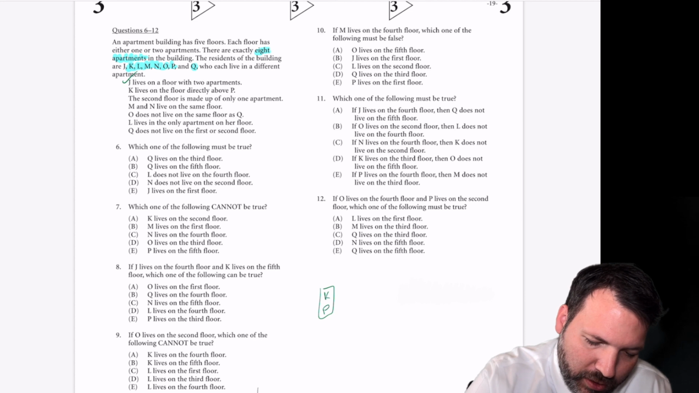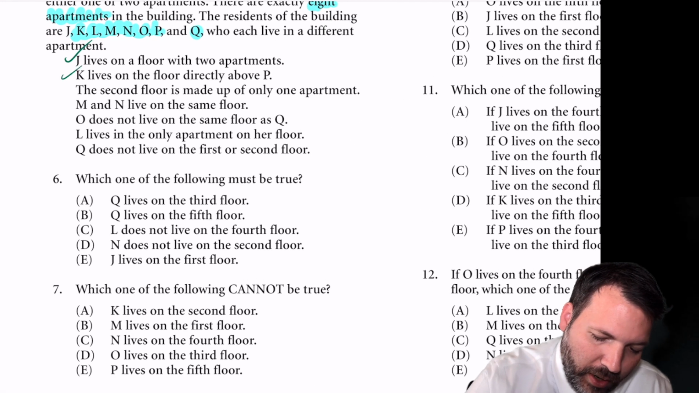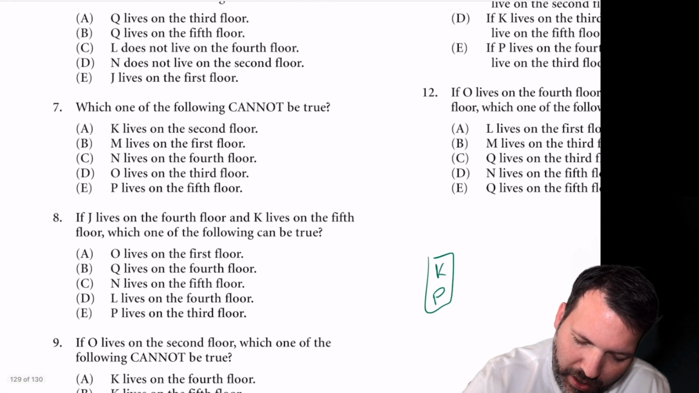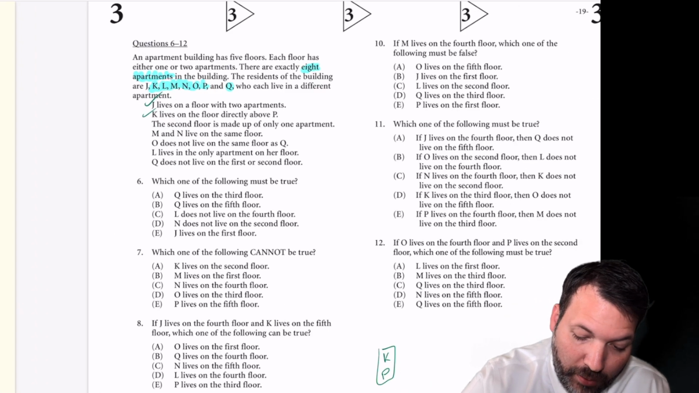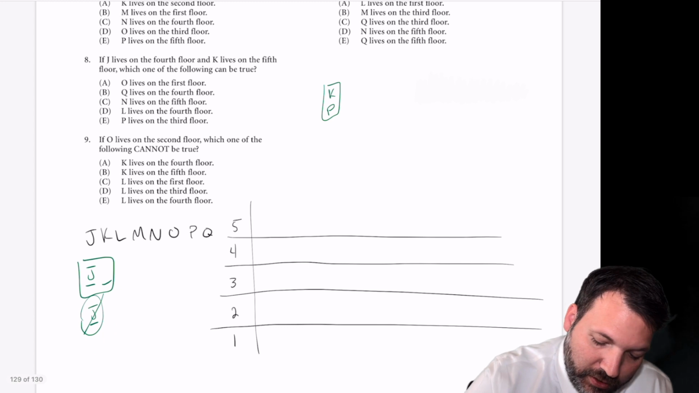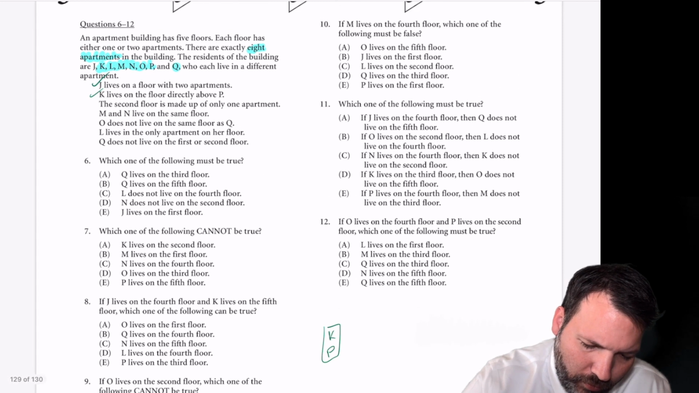J lives on a floor with 2 apartments. K lives on the floor directly above P. Did I get that backwards? No, I got it. Okay, K lives above P. The second floor is made up of only 1 apartment. I love it. Very good. So we definitely have just the 1 blank on floor 2.